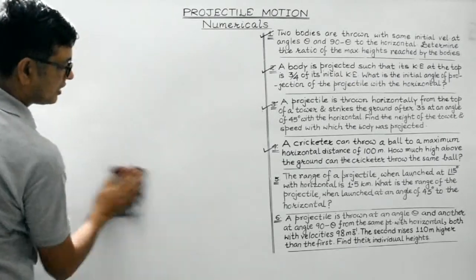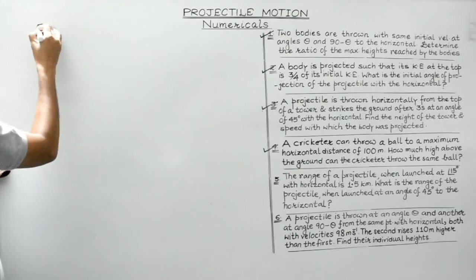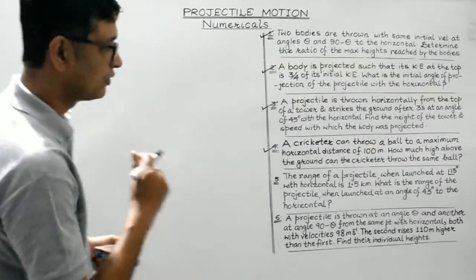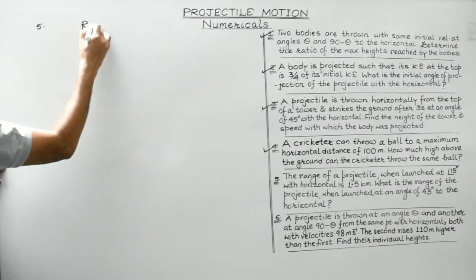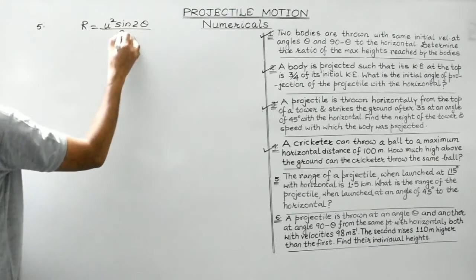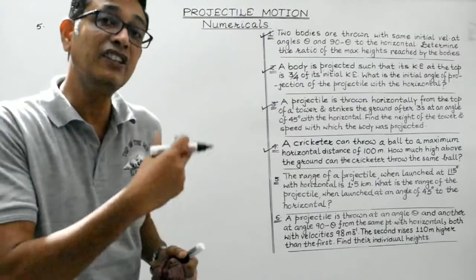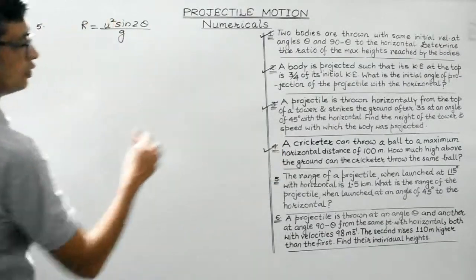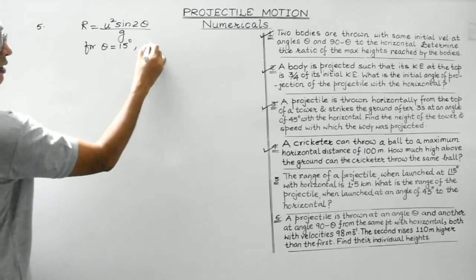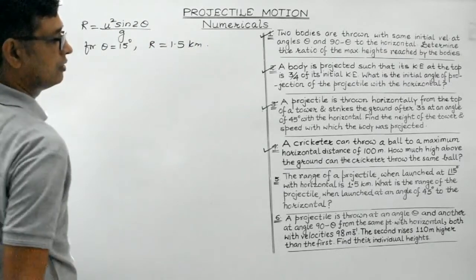The range of a projectile when launched at 15 degrees with horizontal is 1.5 km. Let's make use of this fact, right? What's the formula for the range? It is U square sine 2 theta by G. This is the formula for the range when the projectile is projected with velocity U, making angle theta with the horizontal. So, for theta is equal to 15 degree, R is given to be 1.5 kilometer, right?